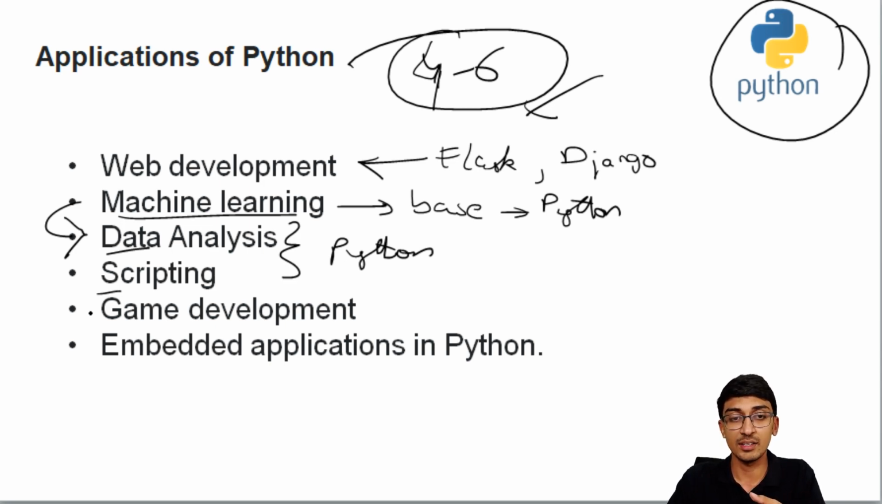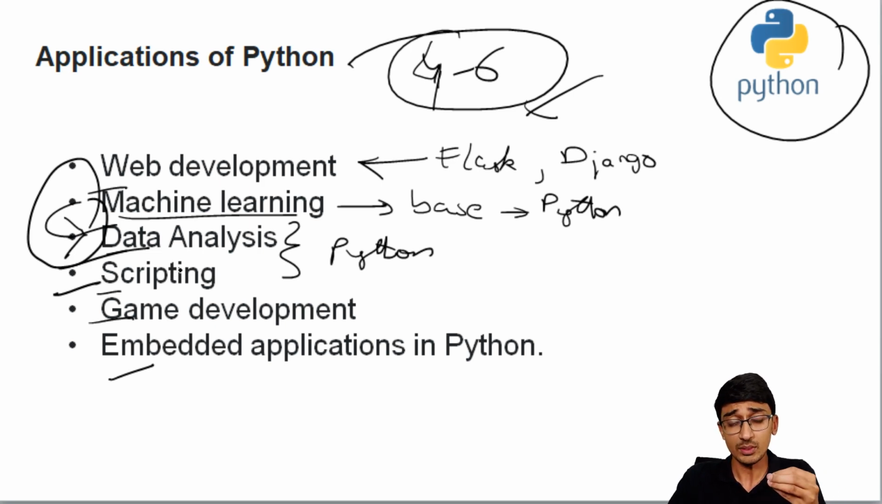Finally, there are game development and embedded applications. These also use Python, but the bulk of the career opportunities are going to be in and around web development, machine learning, data analysis, and scripting. These are the bulk of the careers that you're going to get. So make sure that you know what you're getting into. A lot of students say, I'll go to Python because all of my friends are learning Python.